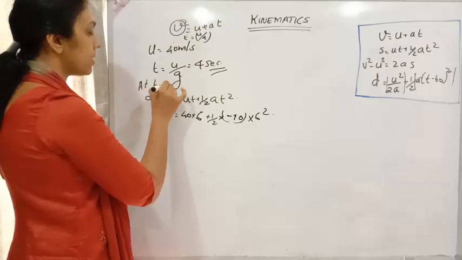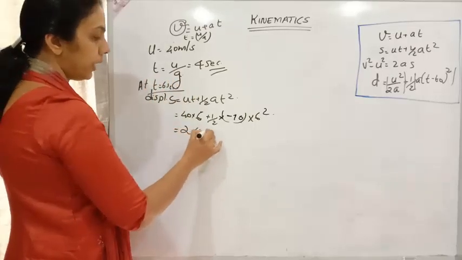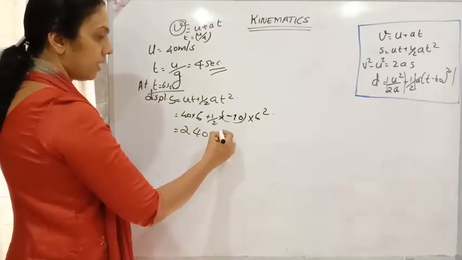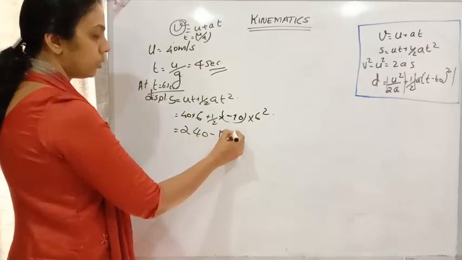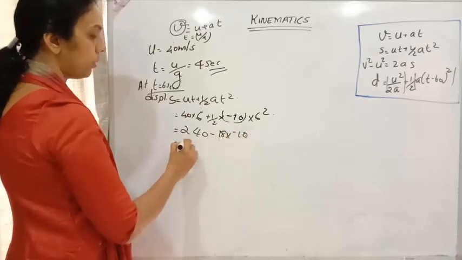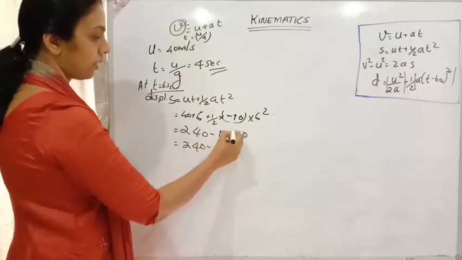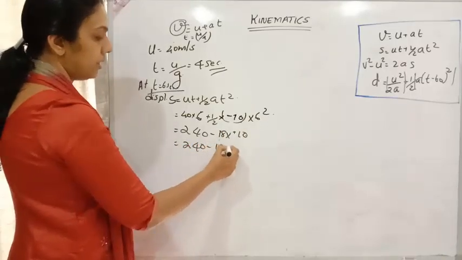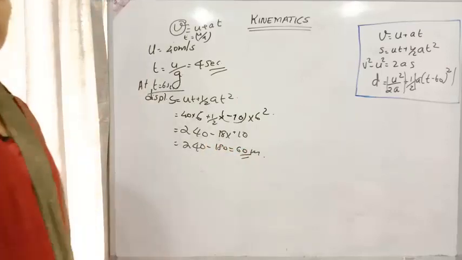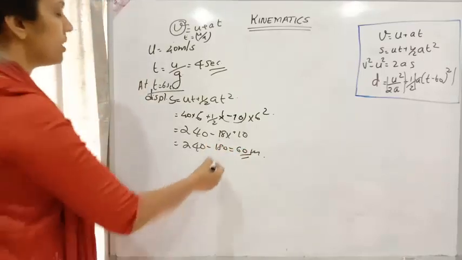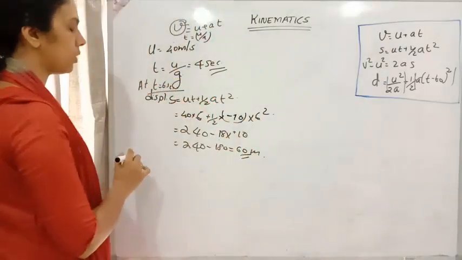At t equals 6 seconds, displacement will be equal to 240 minus 36 divided by 2 into 10, that is 180. So we will be getting 240 minus 180. The answer is 60 meters. Now we are going to find out the distance traveled. So this is about the displacement. Using the same formula we found out the displacement over here.